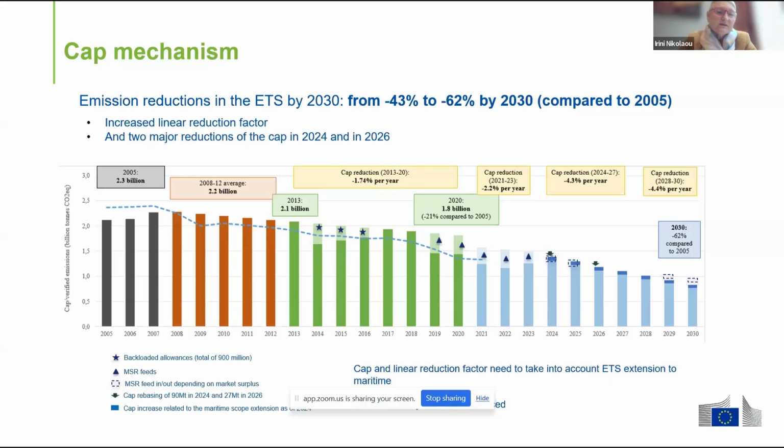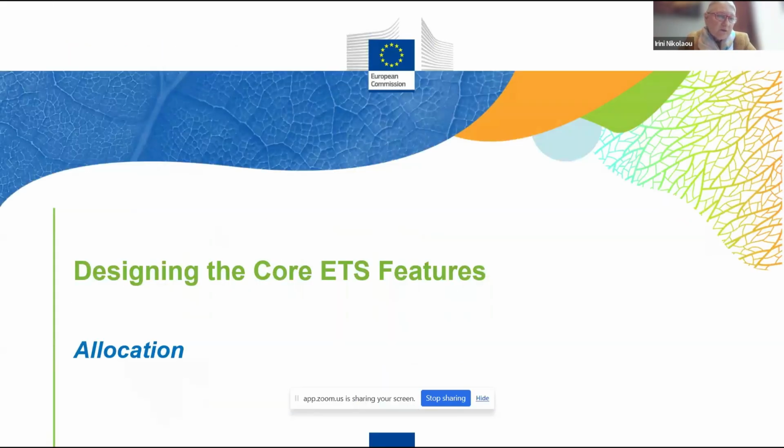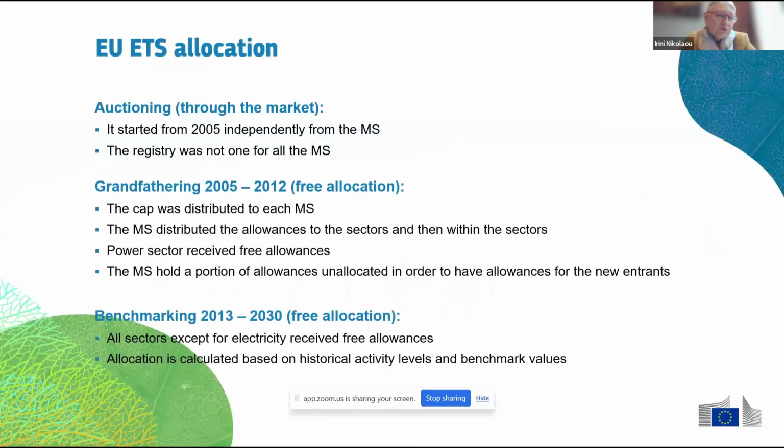And here you can see the reduction of the cap. As I said, it follows the law. It is the linear reduction factor. That means that we have less allowances to allocate, either free or by auctioning. I don't know if you have any questions so far, but then I can go to the allocation and continue like the presentation of Zipin, and go on to more concrete examples on allocation under the EU ETS.